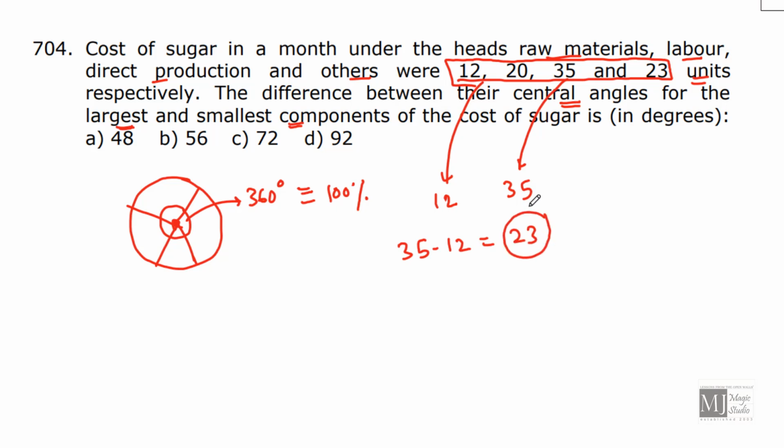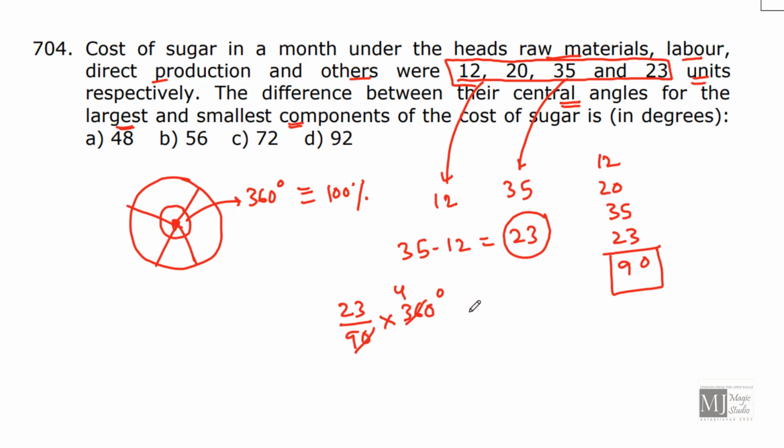23. Now how much is 23 as far as the total percentage is concerned? The total is 12 plus 20 plus 35 plus 23, which is 90. So the central angle for the difference between the largest and smallest component would be 23 by 90 into 360 degrees. 4 times 23 is 92 degrees, which is the answer.